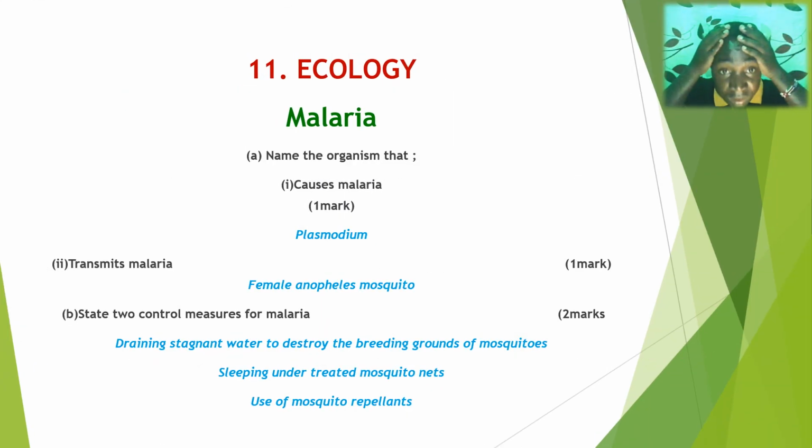This one comes from ecology, and it's talking of malaria. Name the organism that causes malaria. That is Plasmodium. Now, get it clearly. We have the causal organism and the vector. The vector is the one that transmits, but the causal organism is the one that gives the disease.